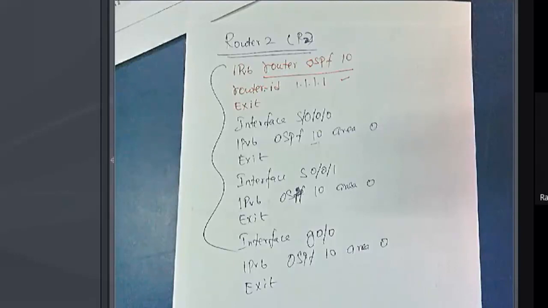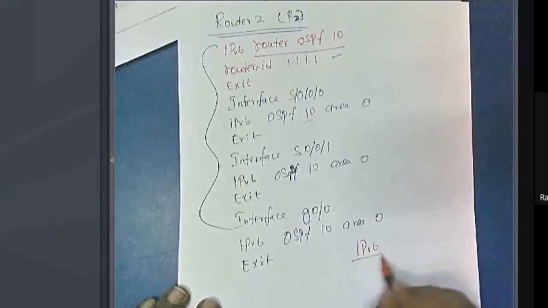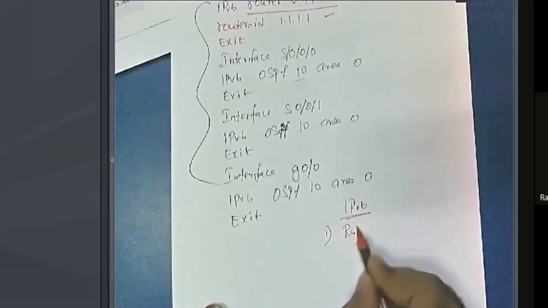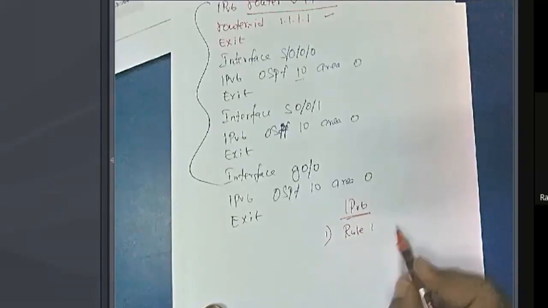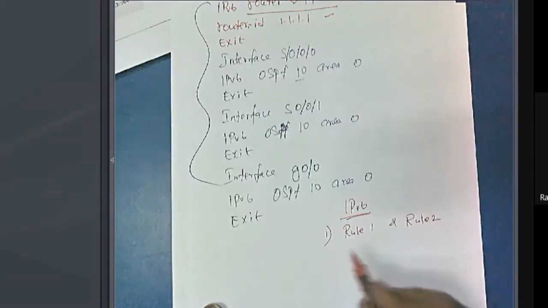So IPv6 is very important for two things: for static routing, and for OSPF. Then in IPv6, I will make a list. See, in IPv6, what are the important things you must know. The first thing is rule 1 and rule 2. I already explained this to you. Okay, note down.